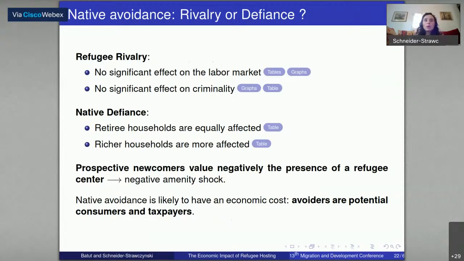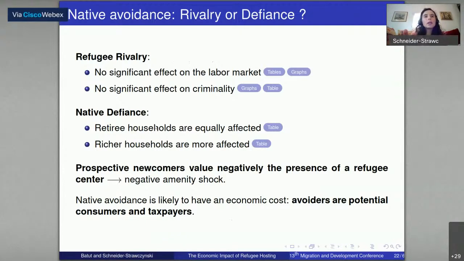And that's why we think that prospective newcomers value negatively the presence of a refugee center, maybe because of their prejudice over the population. Because, for instance, when you look at the retiree population, who is a non-working population, usually with no kids in school, they are equally affected by the phenomenon.